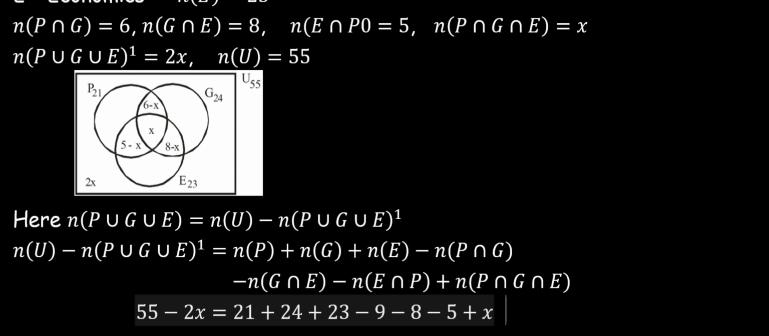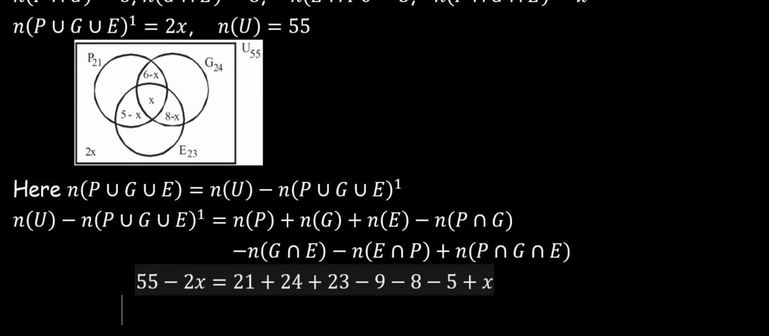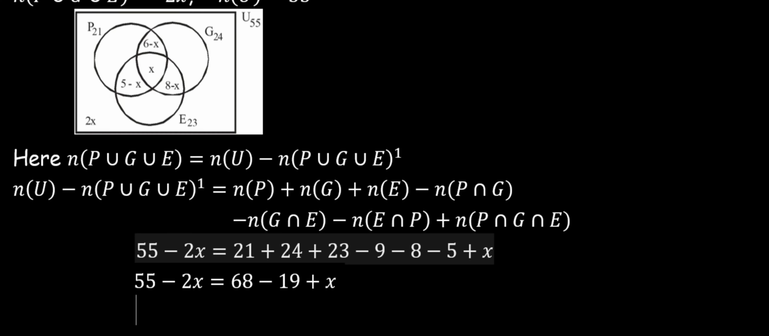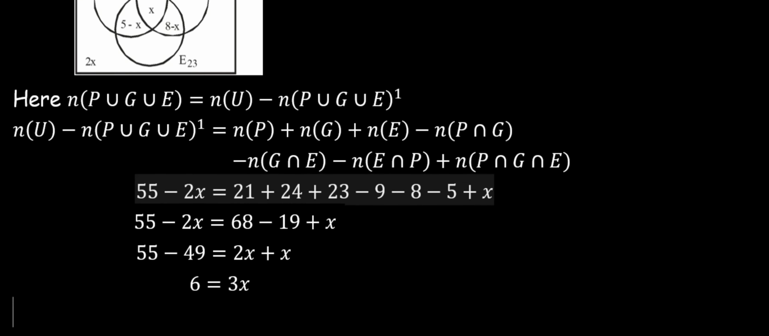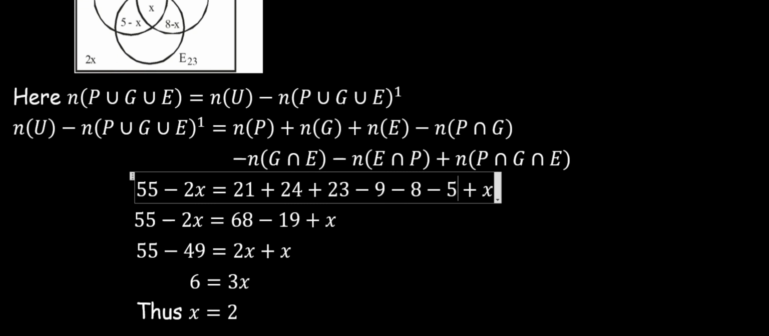We will now have 55 minus 2s equals 68 minus 19 plus s. Connecting like terms together, we have 55 minus 49 equals 2s plus s. 6 equals 3s. That is to say, s is equal to 2. Since we have gotten our s, we are going for question number 2.